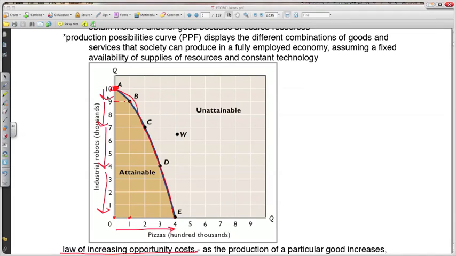Notice that the amount by which it decreases is at an increasing rate. I know that must sound a little confusing sometimes. So first, we decrease by 1 unit, then we decrease by 2 units, then we decrease by 3, and then we decrease by 4. So the amount at which we decrease is a bigger number for each additional pizza that we increase by.